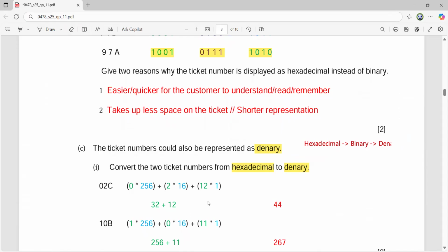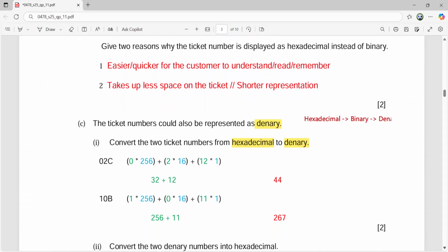So 32 plus 12 will give you 44, and this is your final answer. 10B, again be cautious, it's not 10, it's 10B. This is because sometimes the students make this mistake. Again, the same process. We wrote 1, 16 and 256.